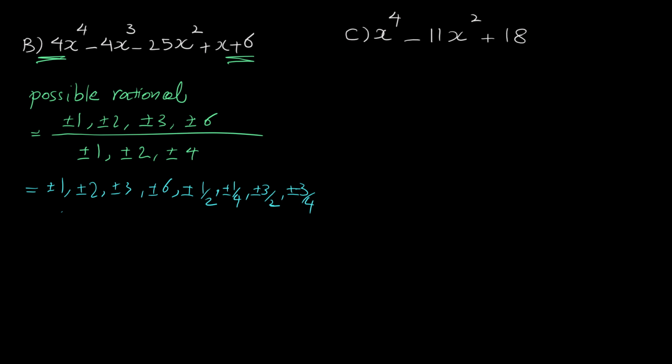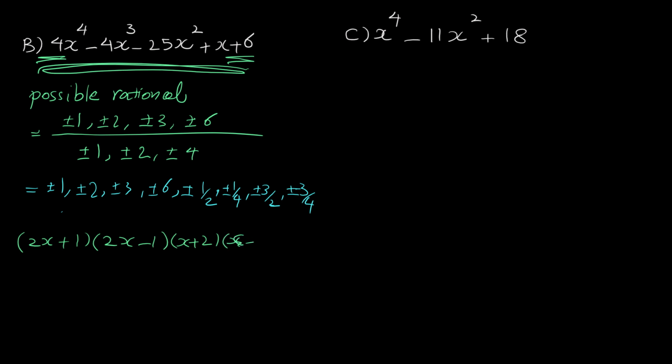The only possible rational zeros for this polynomial are in this list, nothing beyond this list. But which numbers are actual zeros? If we write the factored form of this polynomial, it would be this expression: 2x plus 1 times 2x minus 1 times x plus 2 times x minus 3.